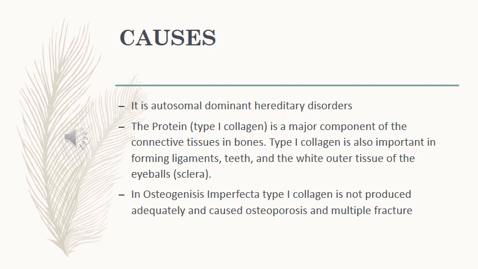Causes: the protein type 1 collagen is a major component of connective tissue in bone. It is also important in forming ligaments, teeth and sclera. In osteogenesis imperfecta, type 1 collagen is not produced adequately and causes osteoporosis and multiple fractures.